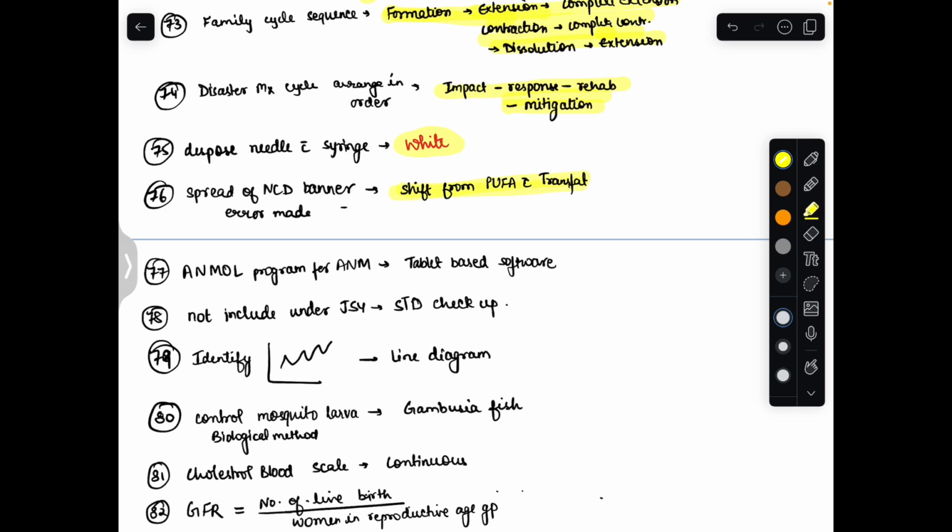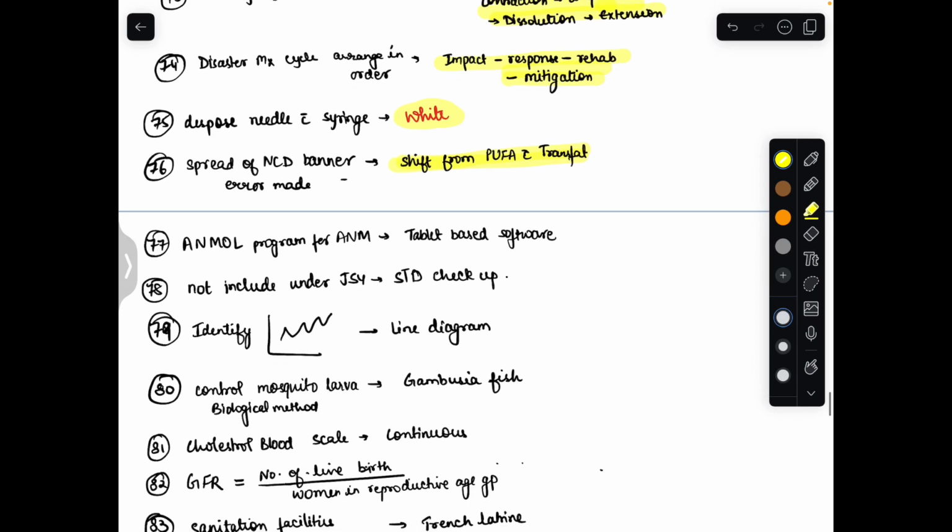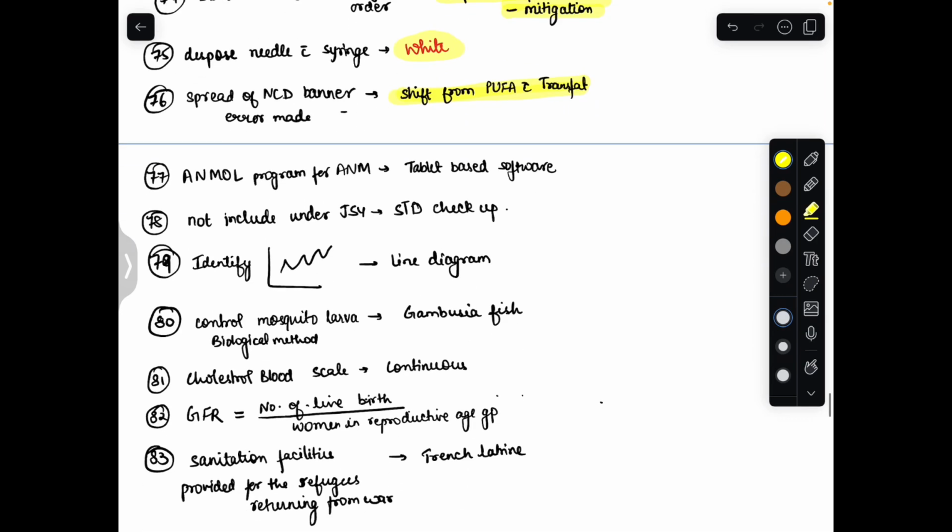Okay. Spread of NCD banner, error made: shift from PUFA to trans fat. This is the correct answer, because for the non-communicable disease banner, she has to spread awareness. So she made some titles. Four options were there, and out of them one was the shift from PUFA to trans fat. This one is incorrect, because here she made the error, and this same was asked in the question.